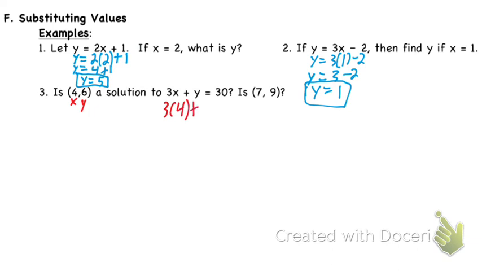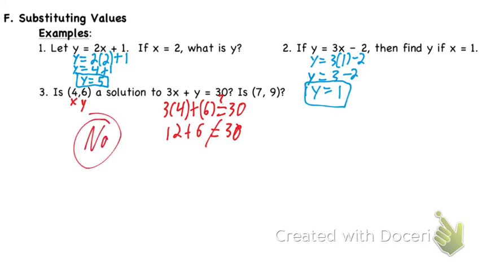Where would the 6 go? For the y. Now, am I going to put the 6 in for the x? No, that'd be wrong. That'd be like putting my catcher at third base. Not going to do it. And we're going to say, does this equal 30? We're going to say 3 times 4 plus 6 equals 30. What's 3 times 4? 12. What's 12 plus 6? 18. Is that 30? No. So is 4, 6 a solution to this? No, because it didn't work.